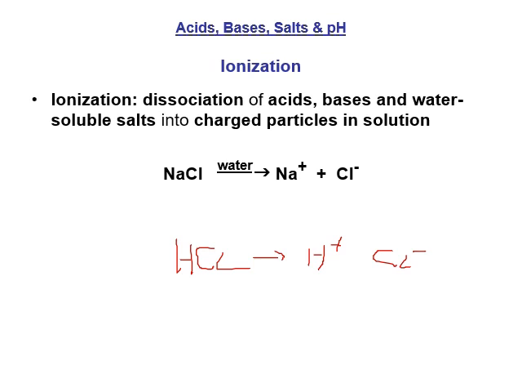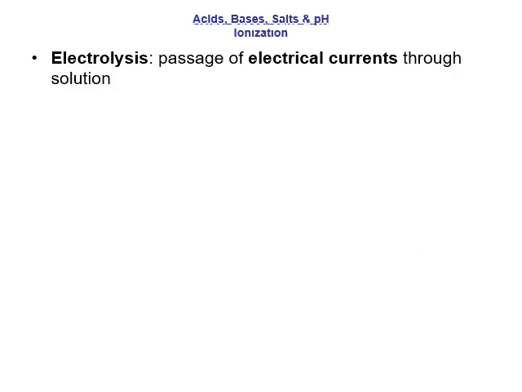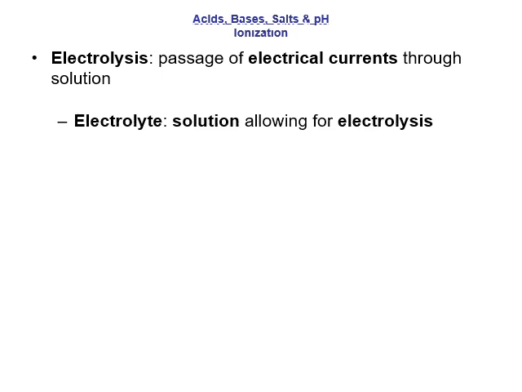Now what that can lead to is the formation of an electrolyte. So electrolytes are solutions that can perform electrolysis. Electrolysis is the passage of electrical currents through a solution, and that solution would have to be an electrolyte. An electrolyte is a solution allowing for electrolysis.